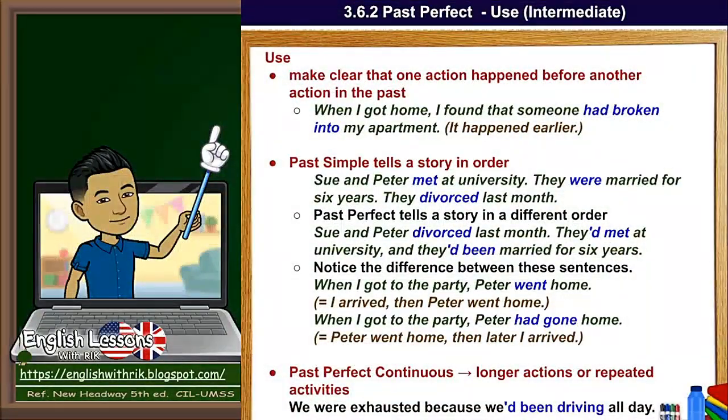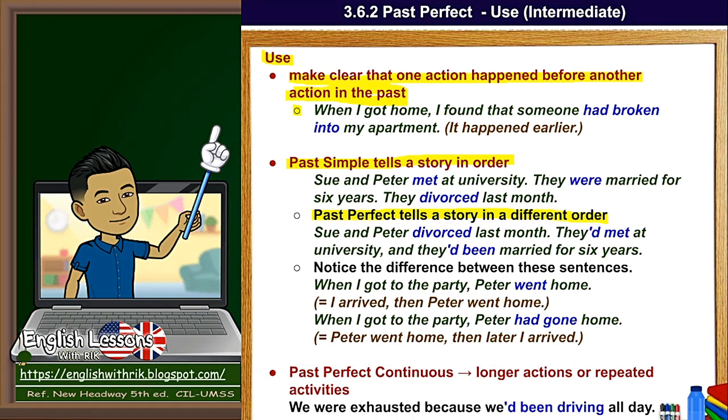Use. We use the past perfect to make clear that one action happened before another action in the past. When I got home, I found that someone had broken into my apartment. The past simple tells a story in the order that it happened. Sue and Peter met at university. They were married for 6 years. They divorced last month.